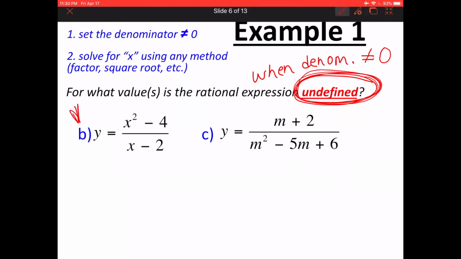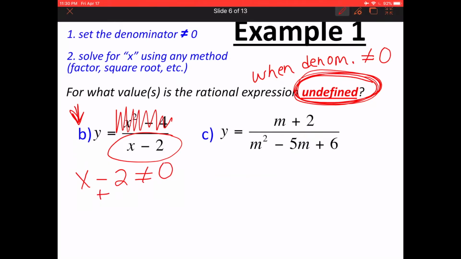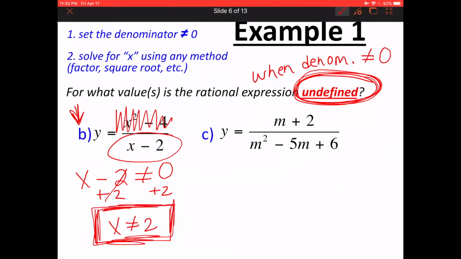In example B here, I do not care about the numerator at all. So I just take my denominator and I set it not equal to 0 and I solve. Plus 2, plus 2. So x cannot be 2. So this would be my answer for example B. For what value is the rational expression undefined? For 2. So we are saying that x cannot be 2. X could be anything else, but you cannot have 2. All right? Now let's look at example C.